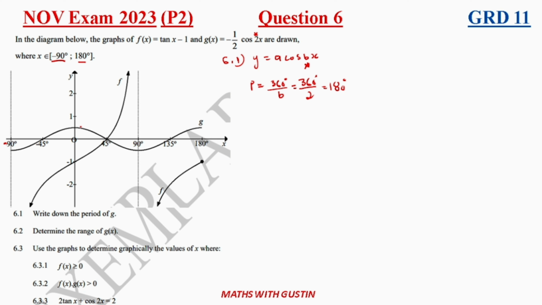Or you can look at it graphically. What you do, you check how long it takes for your function to reach a full revolution. So if you take this half of a wave and then the other half of a wave up until here, this completes one period. So it completes a full revolution there. So therefore the period is 180, or you can calculate it numerically like this. All right, 6.2.